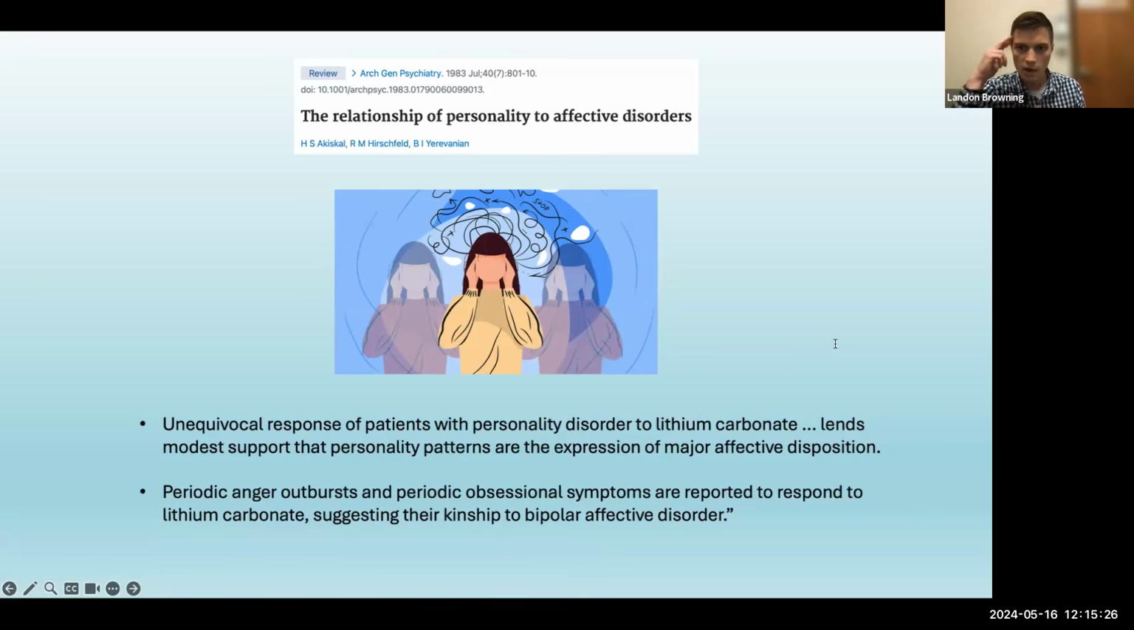He makes a statement: unequivocal response of patients with personality disorders to lithium carbonate in a placebo crossover design lends modest support to the contention that certain personality patterns are the expression of affective disorders. And then the periodic anger and periodic obsessional symptoms are reported to respond to lithium. So yeah, he claims that lithium is effective for personality disorders, and that because of that, the fact that he makes this claim that lithium works to treat personality disorders, then personality disorders must be a variation of bipolar disorder.